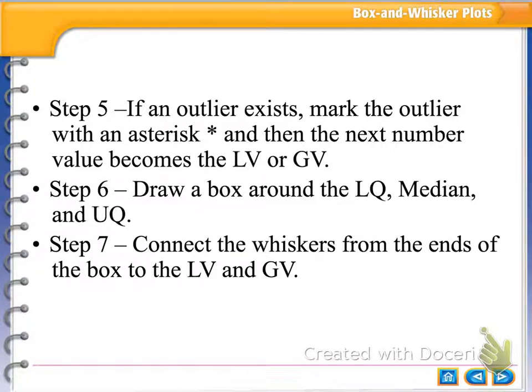Alright, step 6, once we've figured all that out, we're going to draw a box around the lower quartile, the median, and the upper quartile. I'll go through and show you exactly how to do that. But you're just going to draw vertical lines on those 3, and you're going to create the box. The last step is to connect the whiskers. So draw straight lines from my box to my lowest value and to my greatest value. That creates the whiskers of my box and whisker plot.